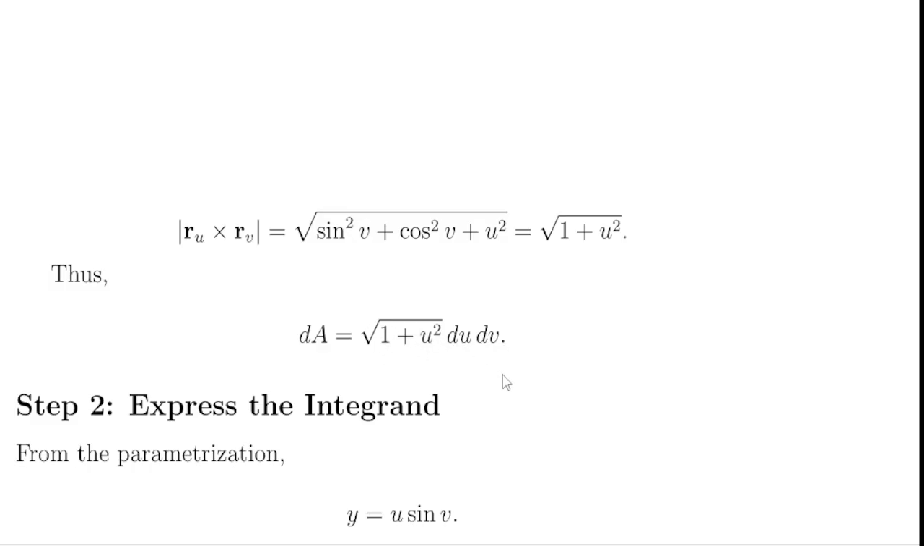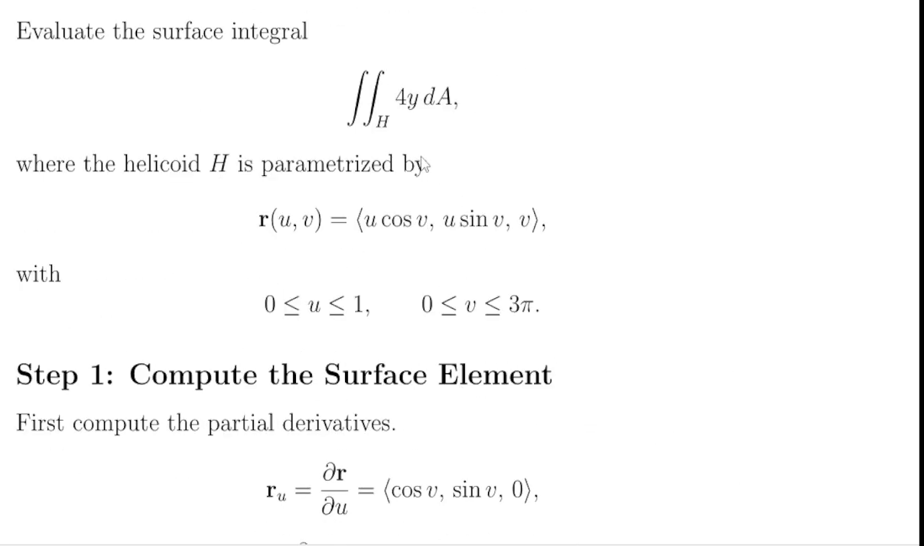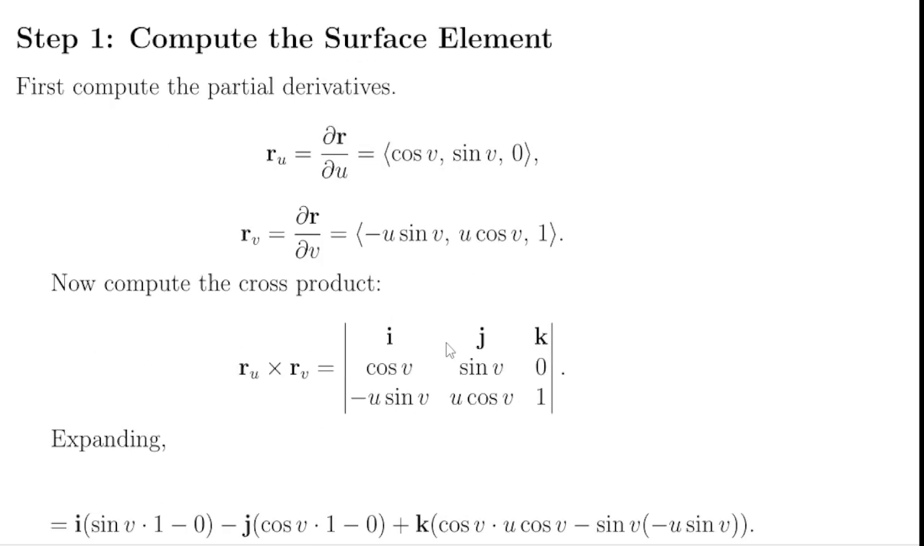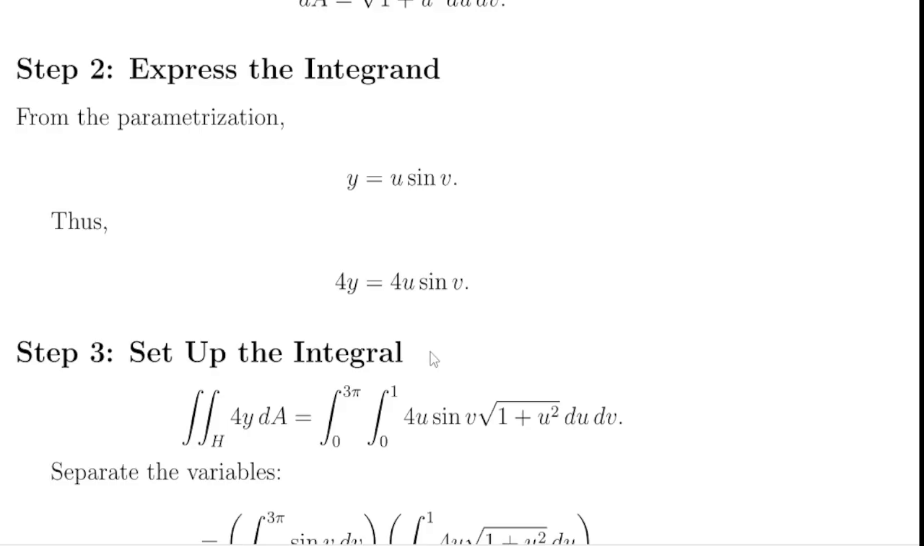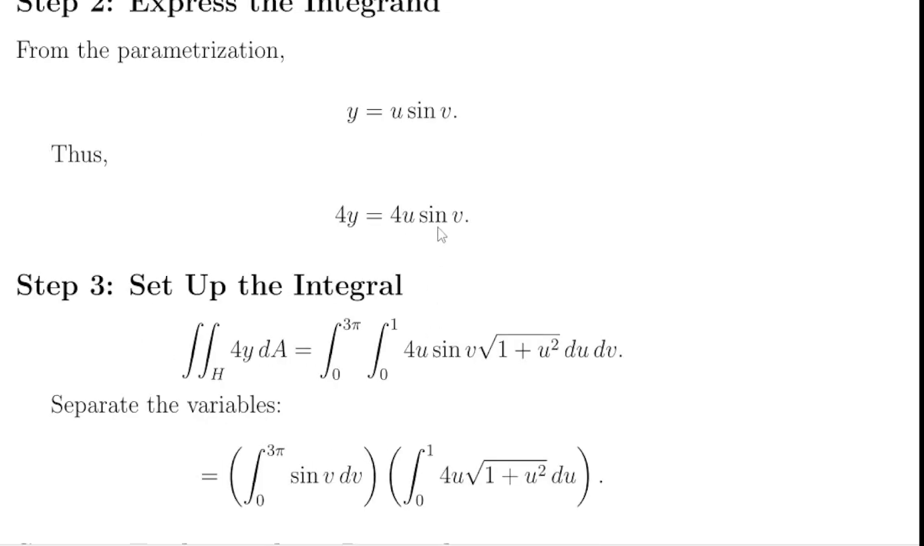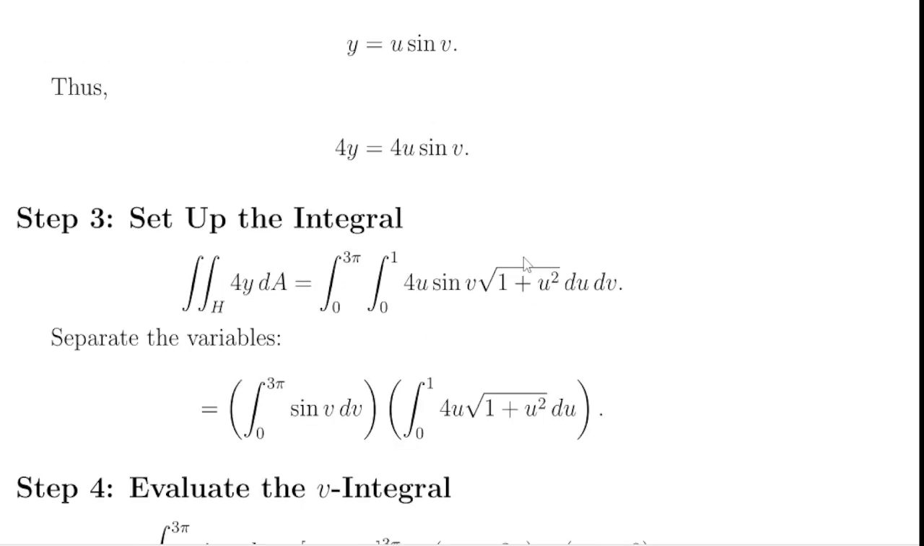But remember, inside we had 4y. So we need to convert y. Well, y is just going to be this one right here. It's going to be u sine v. So multiplied by the 4, we get 4u sine v. dA is this thing we just solved. So u is going to go between 0 and 1, and then v is from 0 to 3 pi. So those were given to us.